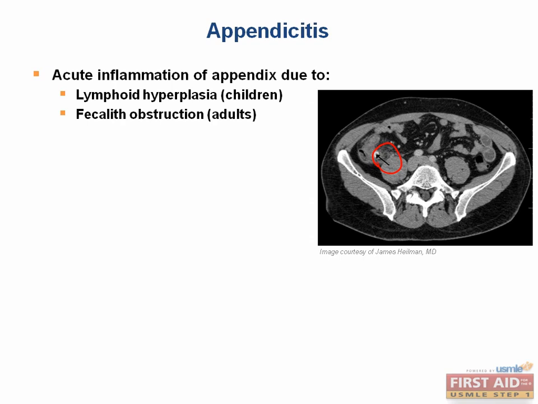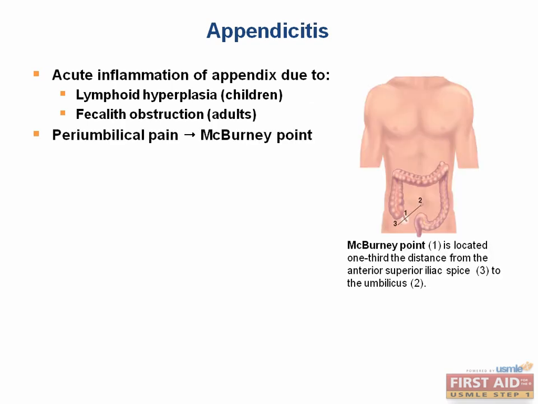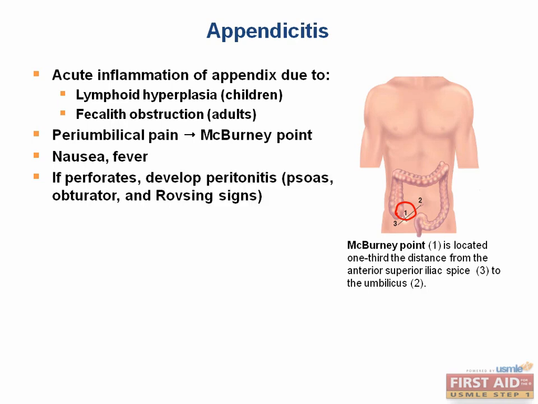How does it usually present? The classic story is periumbilical pain that changes to localized pain at McBurney's point, which is seen here. Nausea and fever are common, and if it perforates before surgery, patients will develop peritonitis. You may see psoas, obturator, and Rovsing signs.